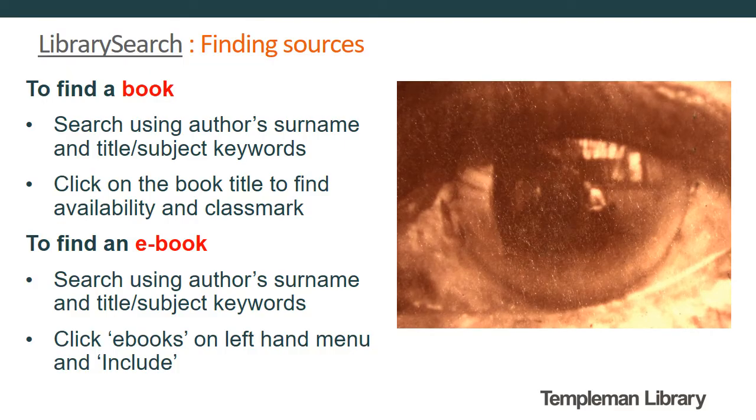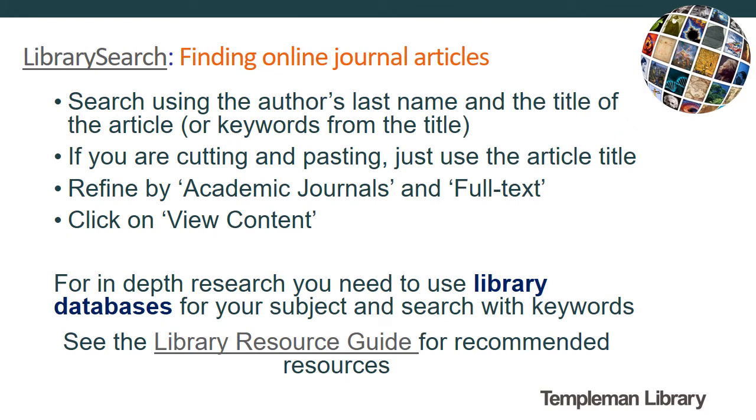Okay, so let's go back to actually finding some of the sources that we can then export and send into Mendeley and actually carry out some of those search techniques that we were talking about a bit earlier on. So we're going to start off just by having a look at library search for finding sources. So we can use library search to look for things like books, either physical books or electronic books within there. And we can also use it to search for online journal articles as well.